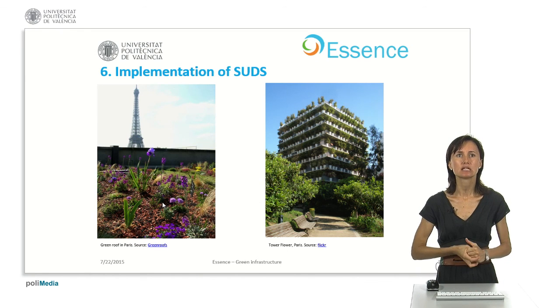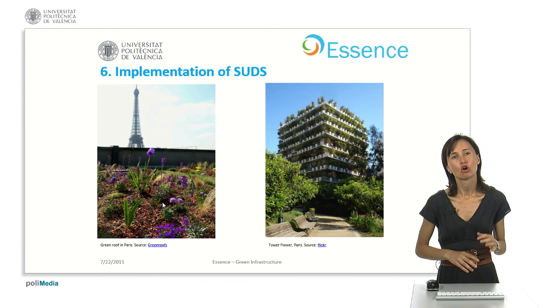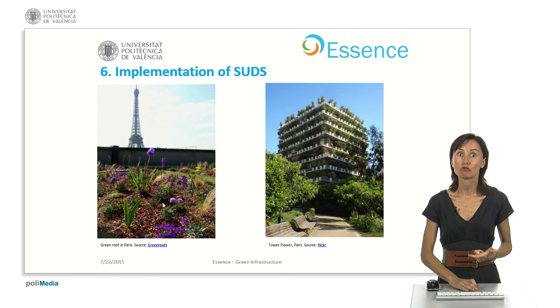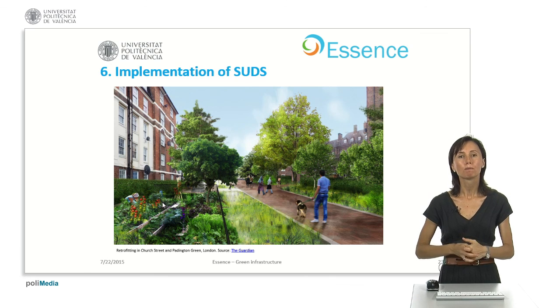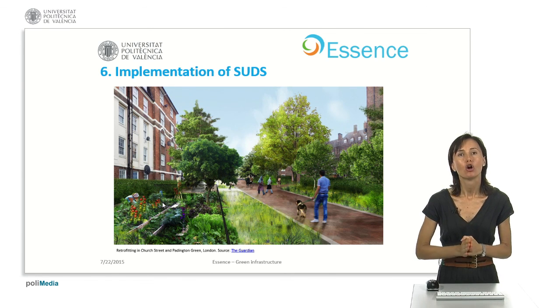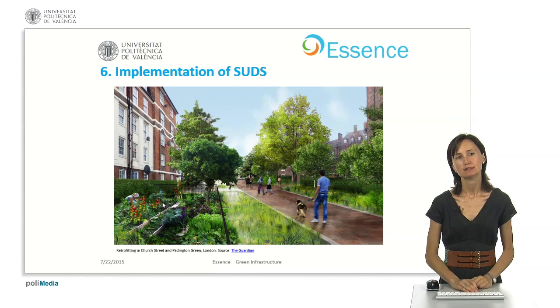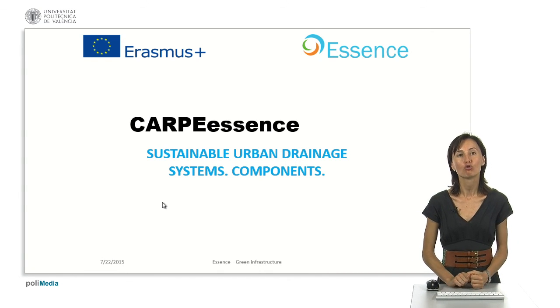Another example is the new legislation in Paris, which requires all new commercial buildings to have a green roof. And the last example in the UK, with the Flood and Water Management Act, they require all new buildings to implement sustainable urban drainage systems. And this was all about the components of sustainable urban drainage systems.